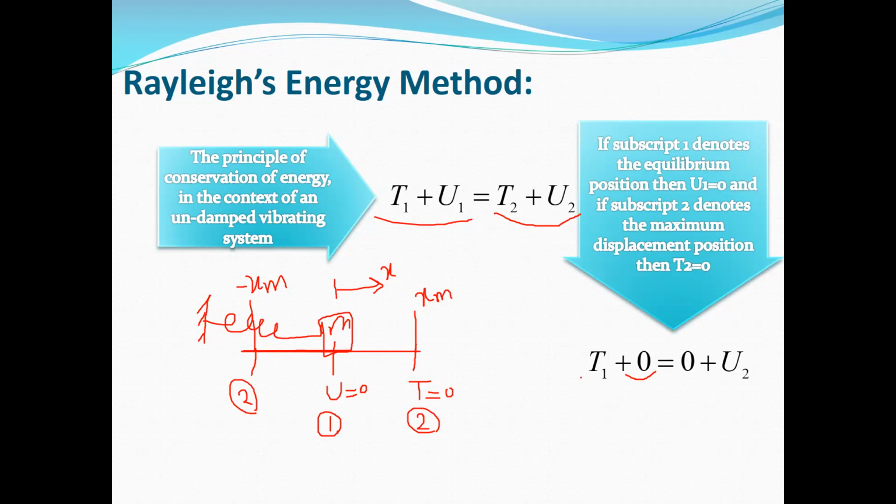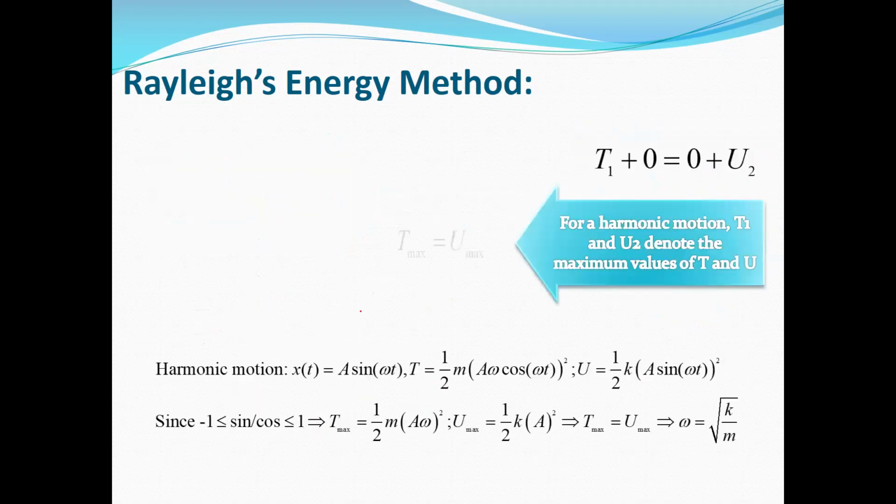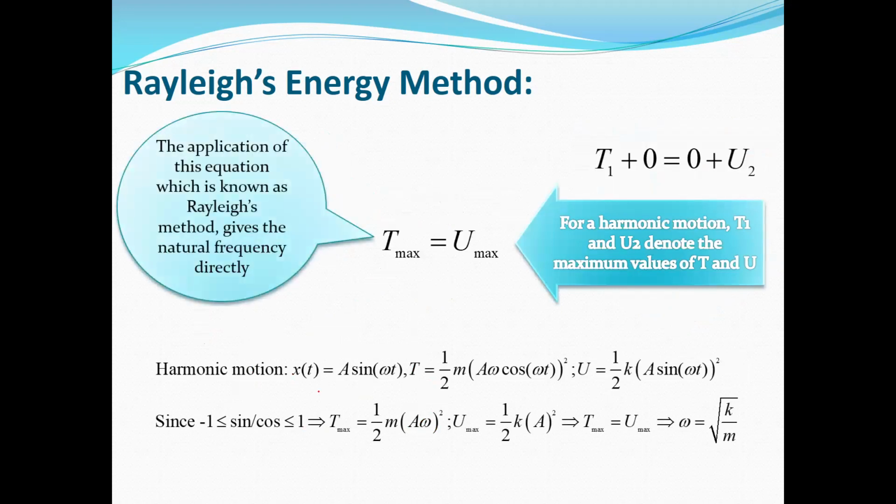So you can write T1 and U2 at two different positions using your response. You know that the response x(t) is equal to A times sine omega t. So the kinetic energy is half times m times (A omega cosine omega t) squared, because the velocity of this particle is x dot, and x dot is equal to A omega cosine omega t. The potential energy is half k x squared, where x is A times sine omega t.